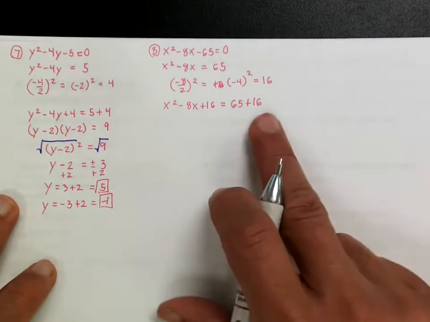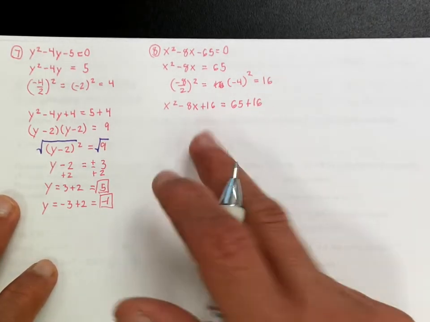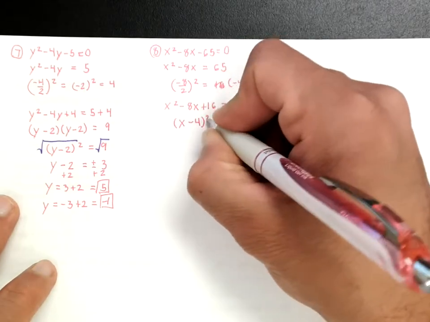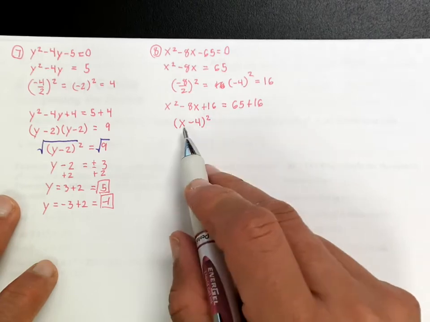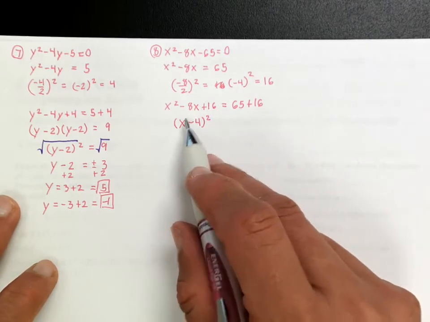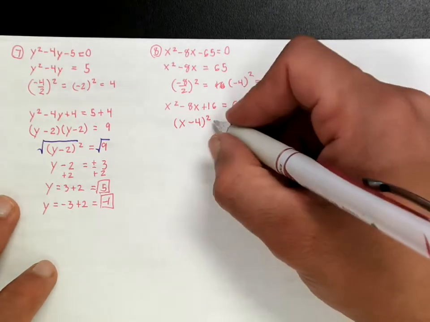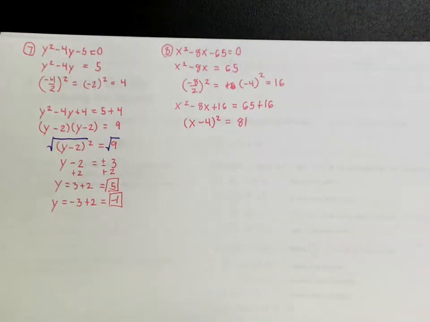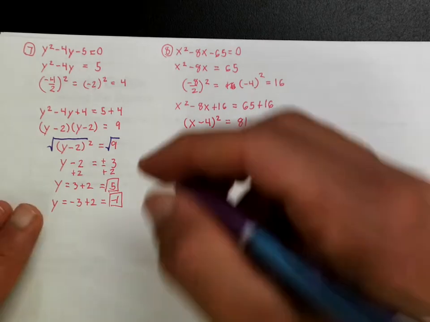Now this is going to be 81. Now on this side, remember, I can write this as a perfect square, and this would be x minus 4 squared. Remember, if you don't know how we got that, factor it, and you'll see that I got this. But remember that this number came from here. This is 81. And then now to get rid of the square, I am going to take the square root of each side.